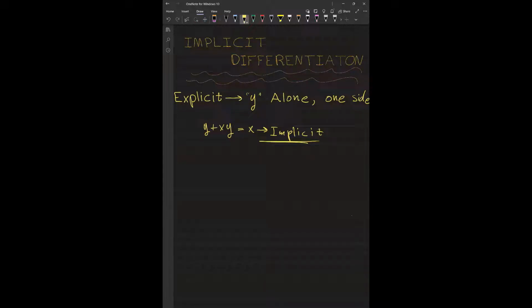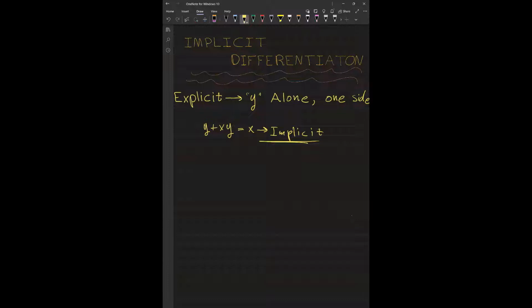Implicit means yes, there's a y there, and you're going to say that y is a function of x, but it's not written as y equals. So y is still a function of x. It's just bound up in the problem. That is what implicit means. However, I can write this function explicitly as well.